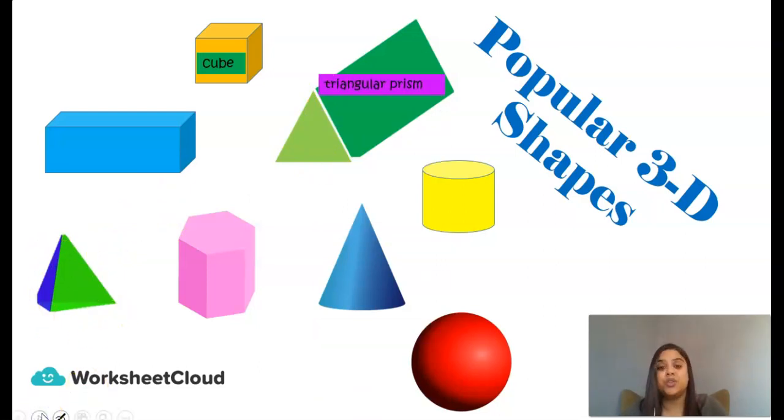a triangular prism. Please, once I put the names of the 3D shapes, I want you to sound the words out, grade 3s, because that will help you remember it. So, cube, triangular prism. A rectangular prism. And here it is, rectangular prism, triangular prism, and a cube so far.